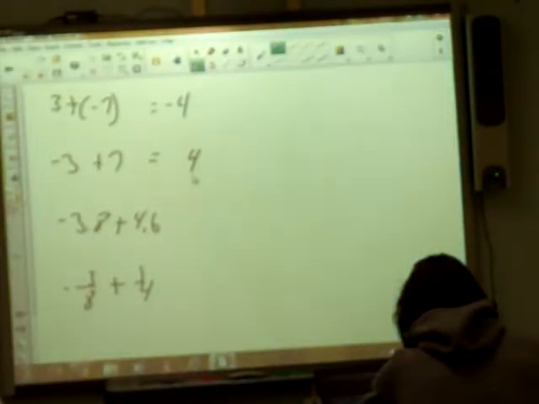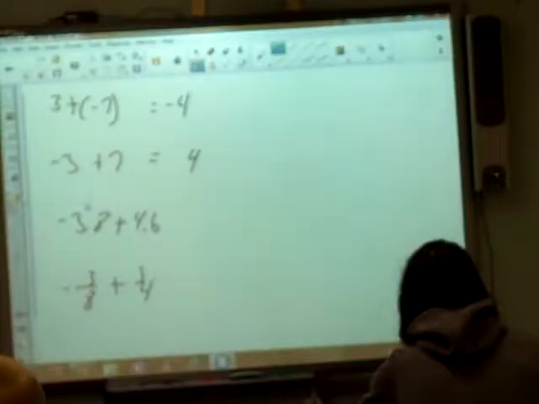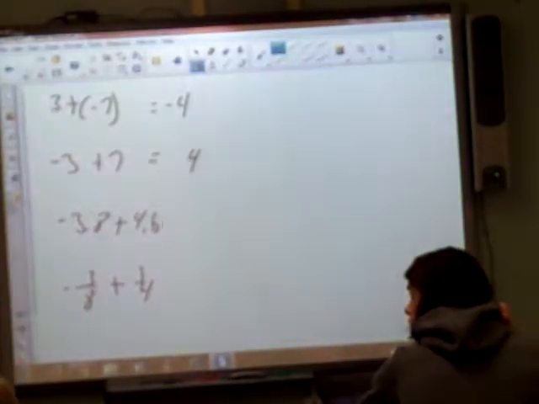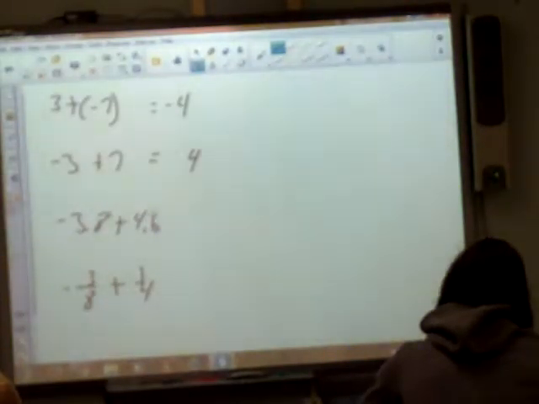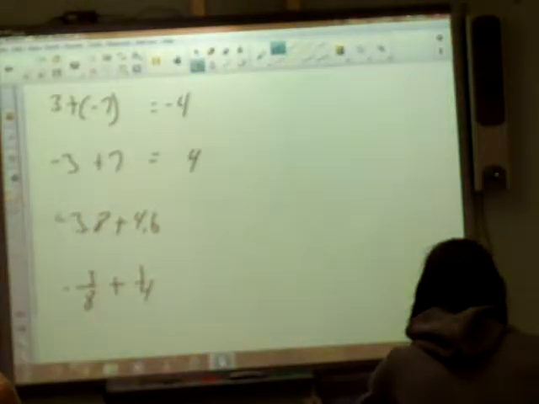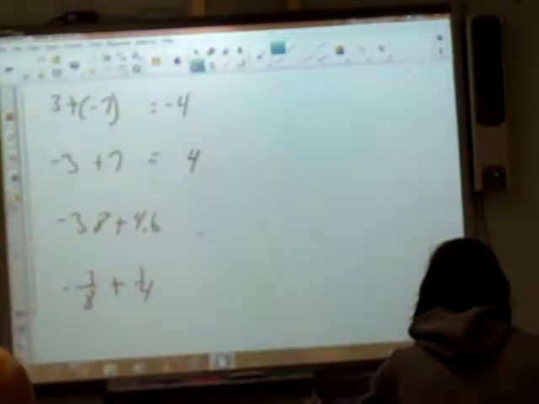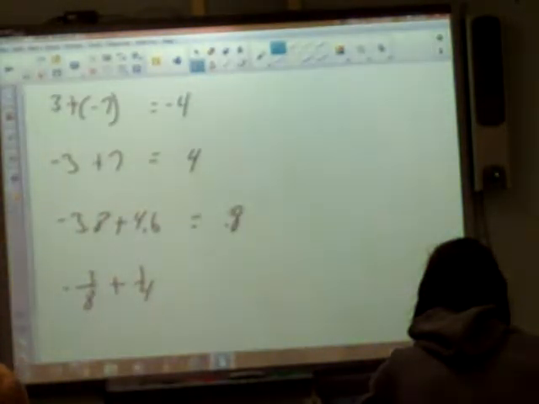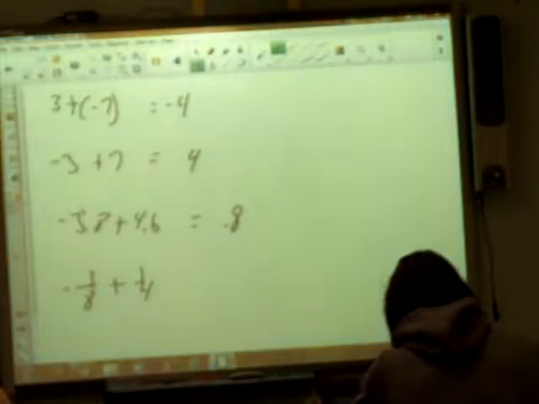Number 3. Decimal. Doesn't matter. Addition with different signs, so I'm going to multiply. No, what am I going to do? Subtract. So 4.6 minus 3.8, I think that's 0.8. Is that right? Check me out. Okay. Positive or negative, which is larger? Positive. There you go.